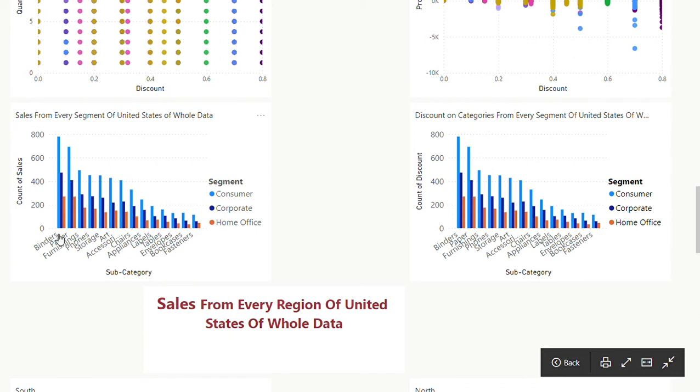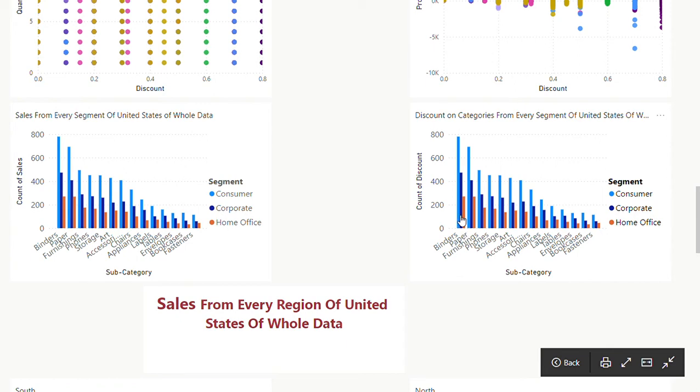In the binder subcategory, segment consumer got maximum sales, followed by corporate, followed by home office. This chart shows that segment consumer got maximum sales, then corporate, and then home office. Now the second chart, discount on category from every segment of the United States of the whole data. This shows that segment consumer got maximum discount, followed by corporate, followed by home office.